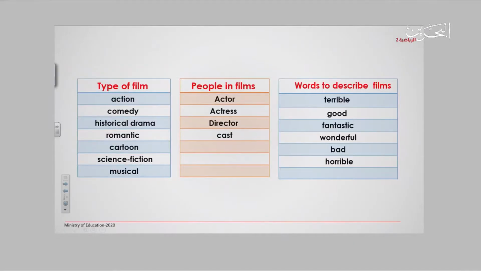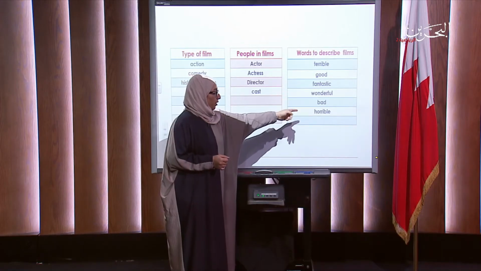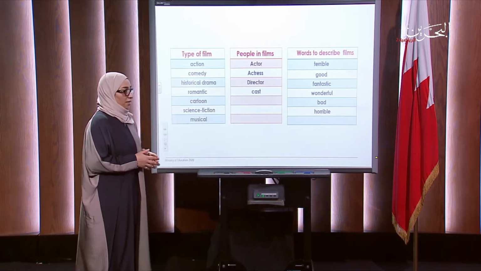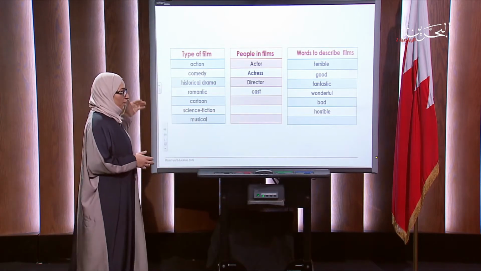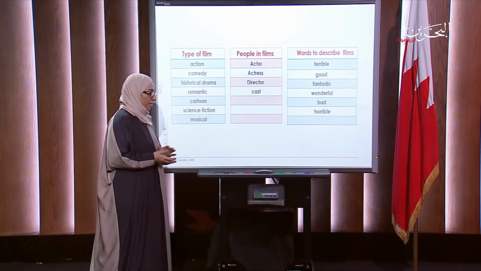These are the words in the right group. Type of film: action, comedy, historical, drama, romantic, cartoon, science fiction, musical. People in films: actor, actress, director, cast. Words to describe films: terrible, good, fantastic, wonderful, bad, horrible. These are all the words we are going to use today in our lesson reviewing films.